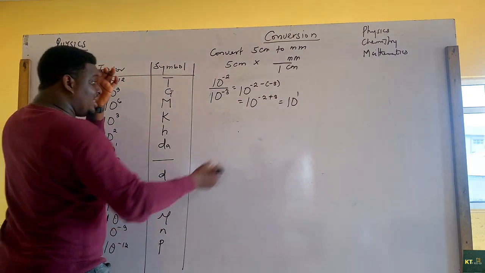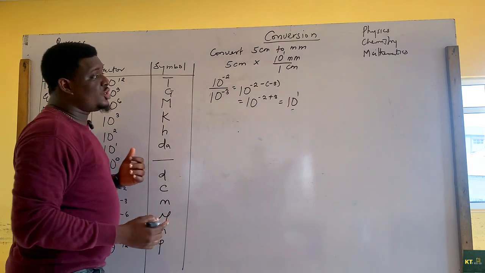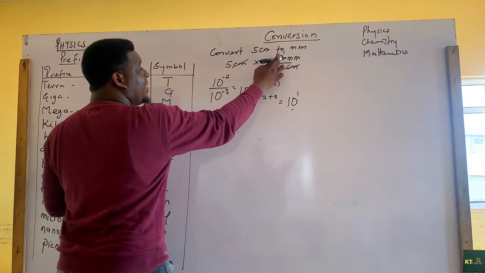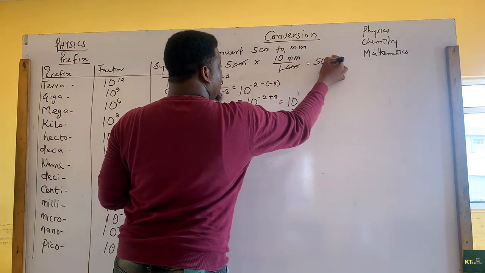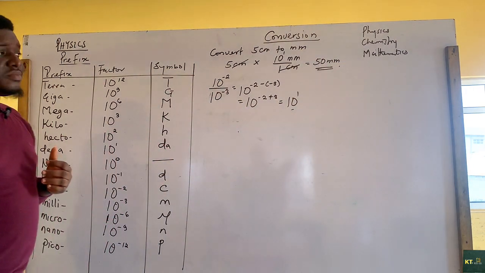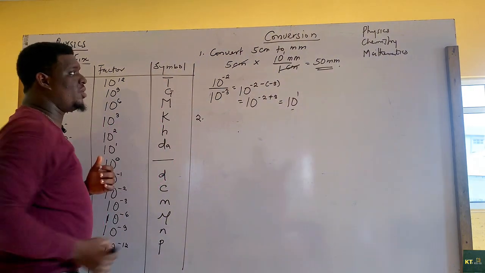So you take this result and put it in the space here. You can now cut out the cm. What do you have as your answer? 5 multiplied by 10 raised to the power 1, which is 10, equals 50 millimeters. As simple as ABC. So let us take this as 1. Let's go to the next one.